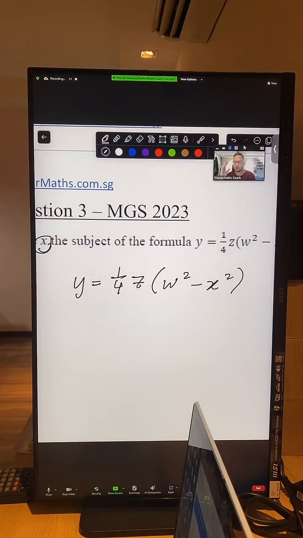Must become very calm. Okay, so we're gonna times 4 both sides first. So this is 4y. This is z. Alamak, my equal sign looks like a z. Hold on. Let me write a proper equal sign. So z w square minus x square.